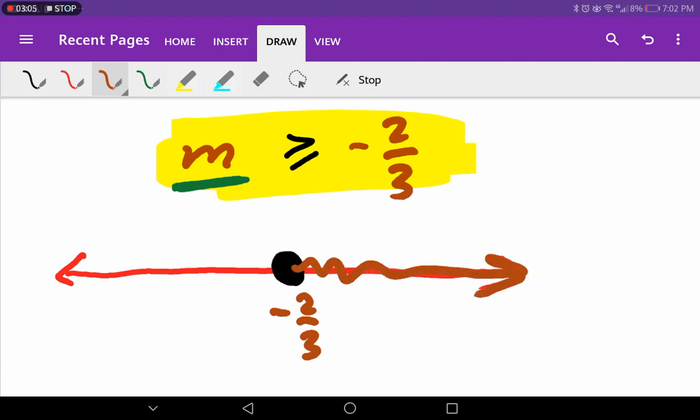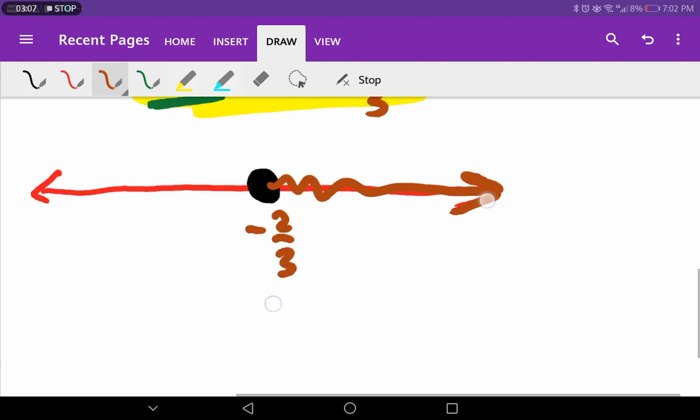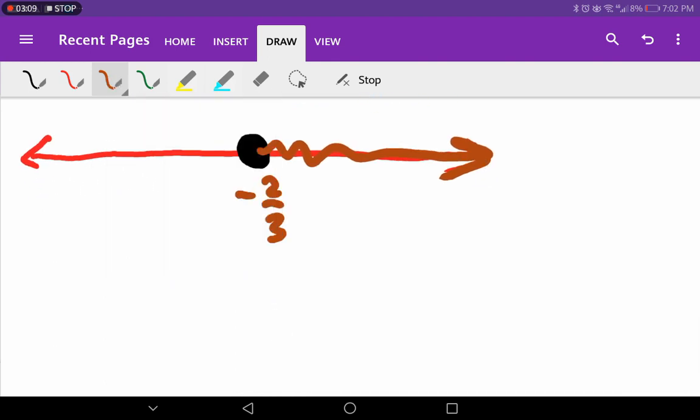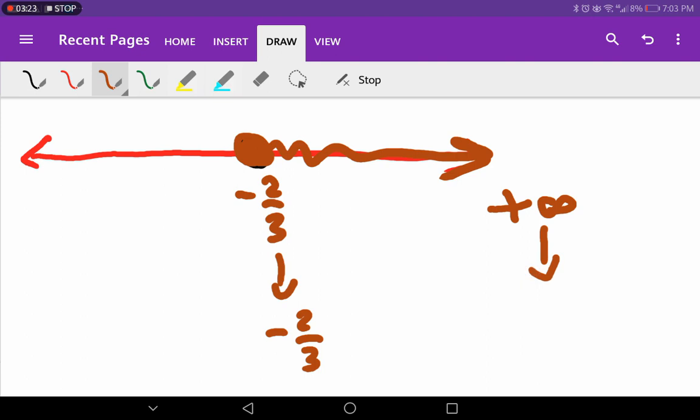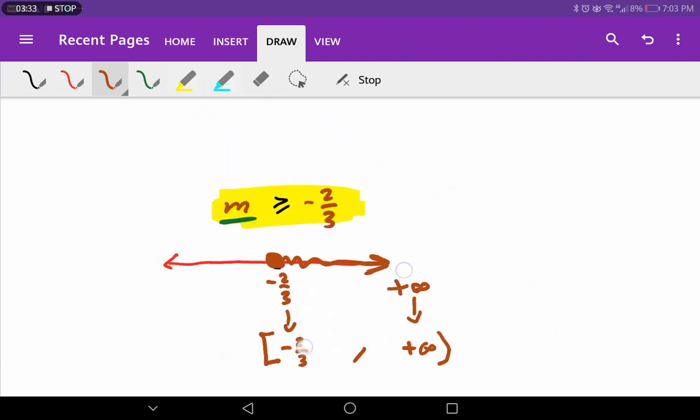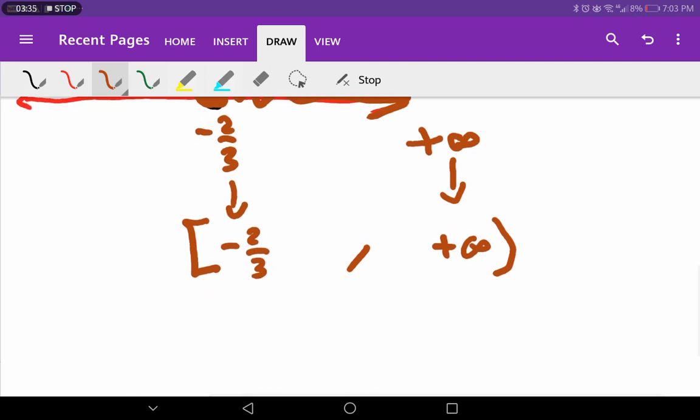Okay. Now how can we write this as an interval? We know that there is a positive infinity here. So what we have to do to write it as an interval, my dear student, is just drop this down and drop this down and put a comma. Here we have a closed interval and here open, all the time. Okay, this is extra. Now let us move and learn about something else.